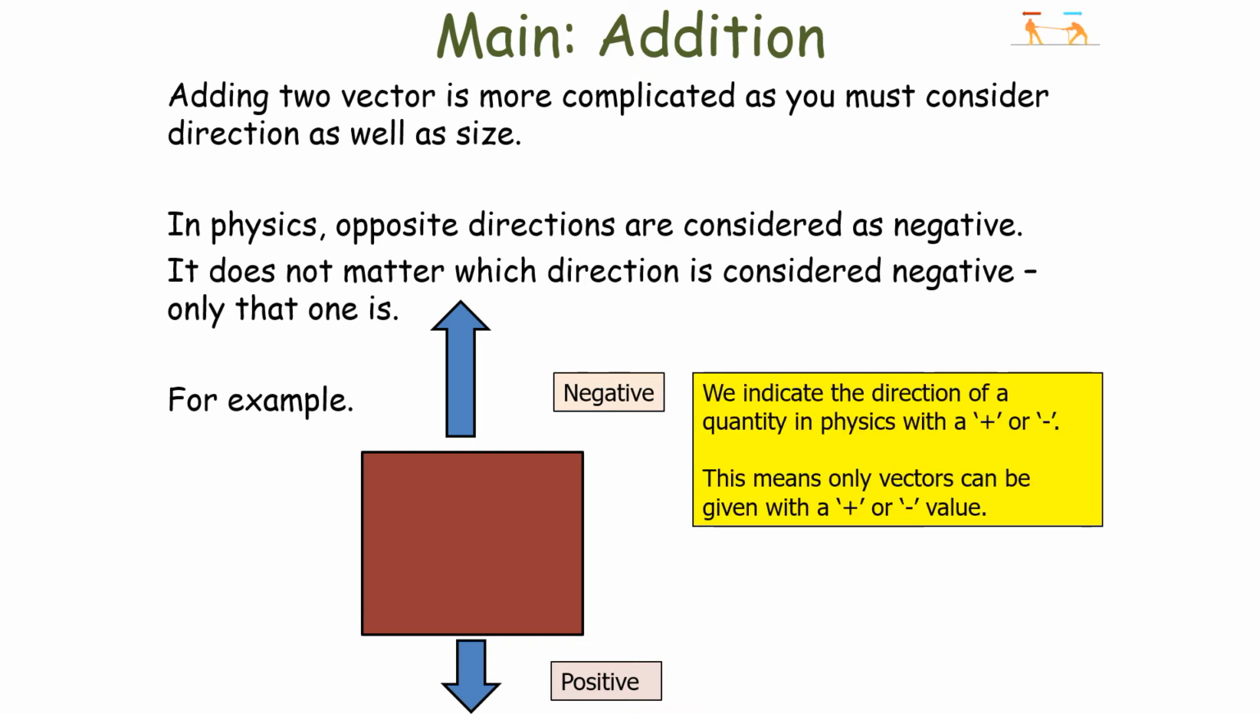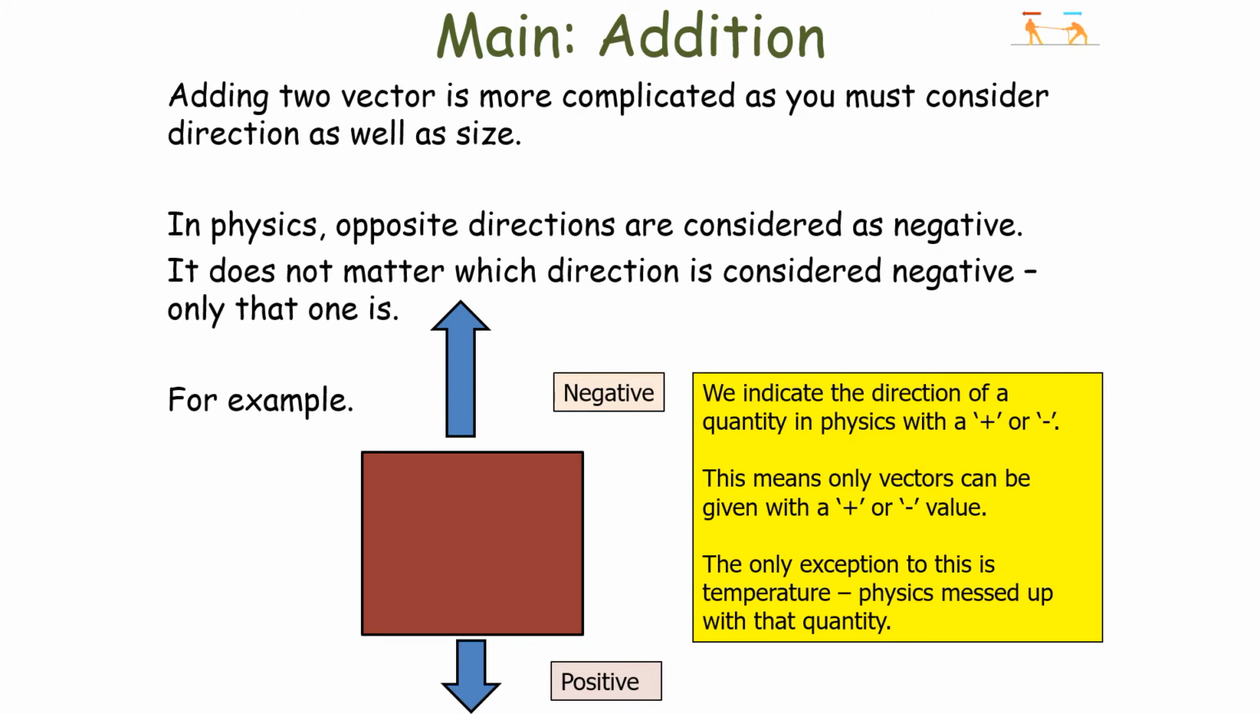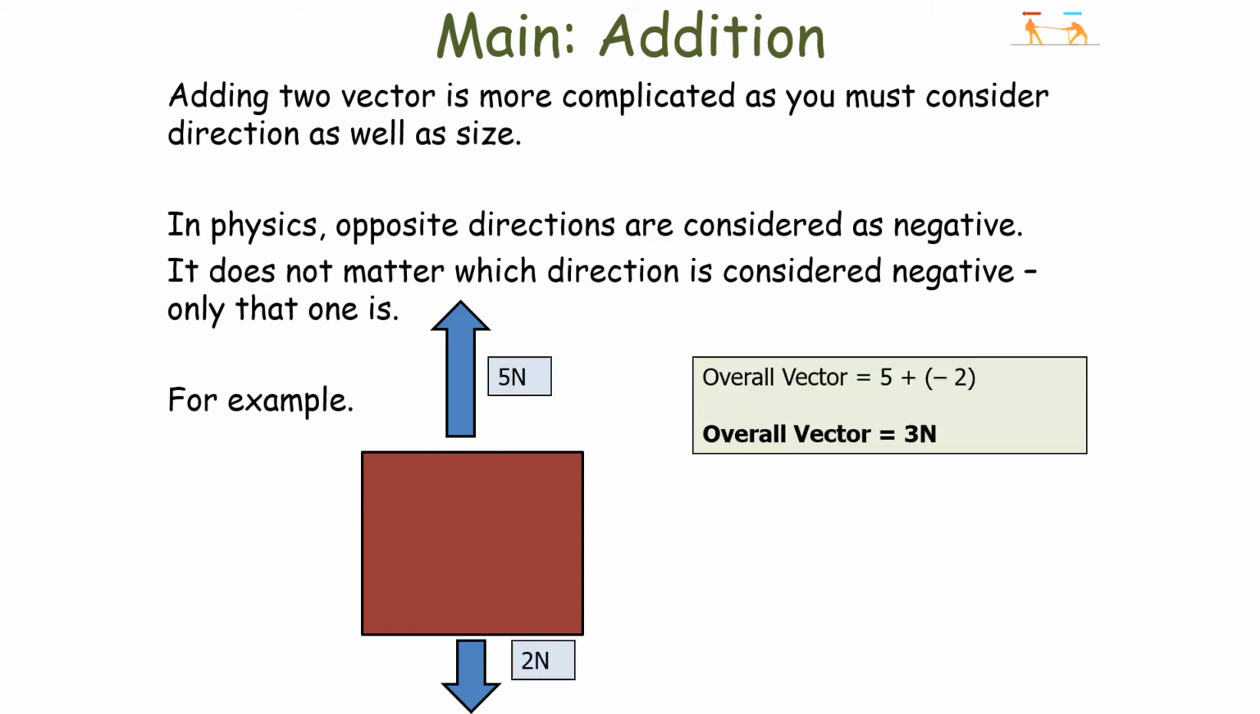So remember, we indicate the direction of a quantity in physics with a plus or a minus. This means only vectors can be given a plus or a minus value. Now the only exception to this is temperature, but to be honest, we messed up that particular quantity when we considered its scaling. So it's also important to note you can work out the overall size of the vector by adding the two vectors up, but always considering the direction of those vectors.